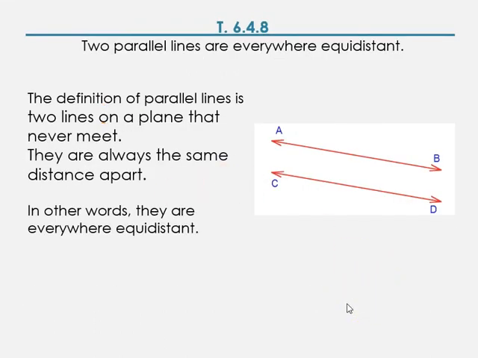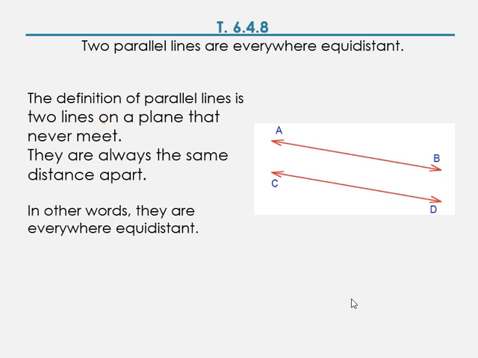And the last theorem for Chapter 6.4 is Theorem 6.4.8. Two parallel lines are everywhere equidistant. This is just kind of thrown in here. We've actually had this before as a postulate. Now we have the theorem for it.